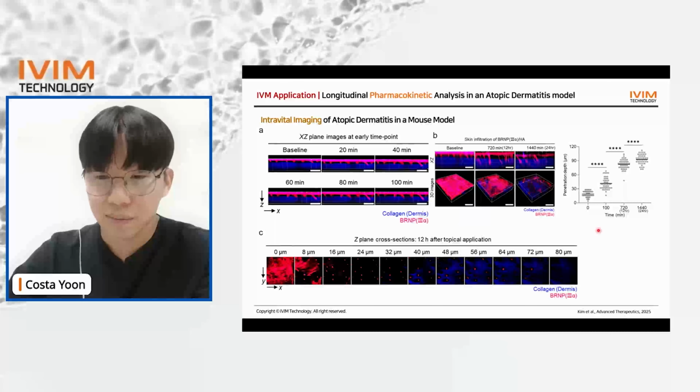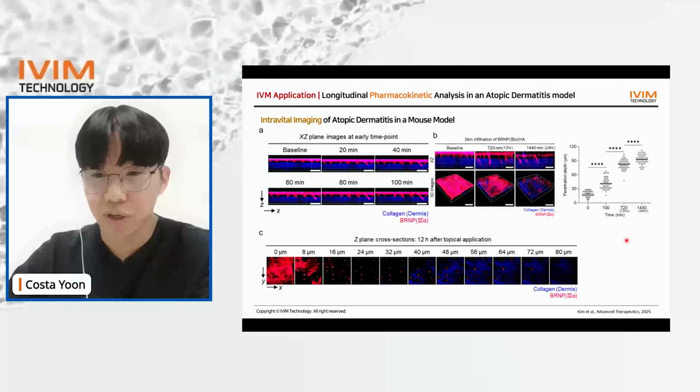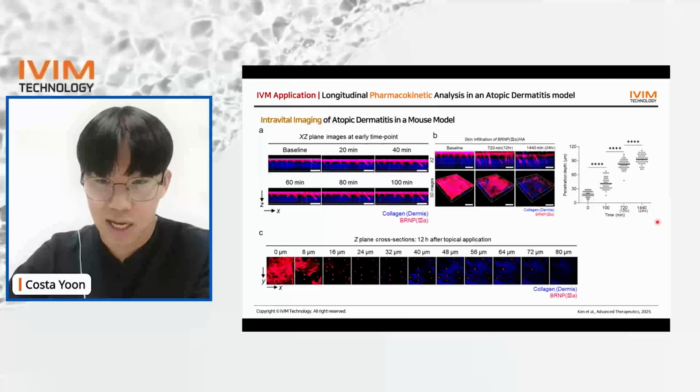At these later time points, clear accumulation and penetration of the drug through the appendageal route were observed. The penetration depth was quantified by measuring the deepest tissue layer in which the fluorescence signal could be detected. Significant differences in penetration depths were observed across the different time points.